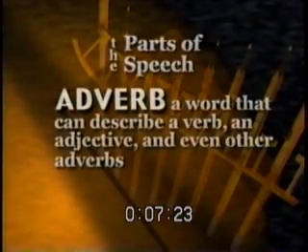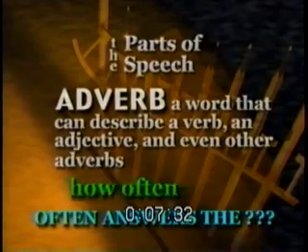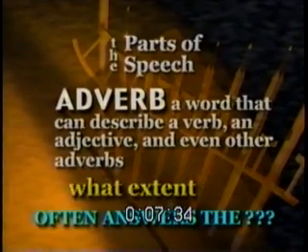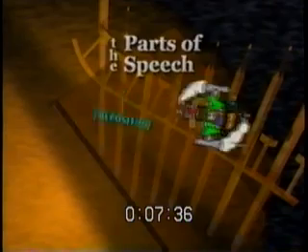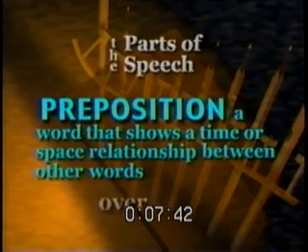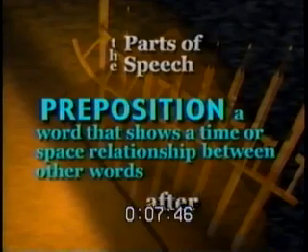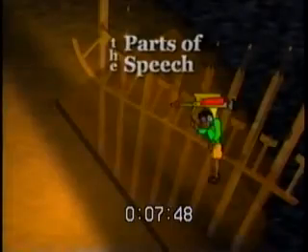An adverb is a word that can describe a verb, an adjective, and even other adverbs. An adverb often answers the questions how often, when, or to what extent. A preposition is a word that shows a time or space relationship between other words. In, out, over, under, around, before, and after are all prepositions.